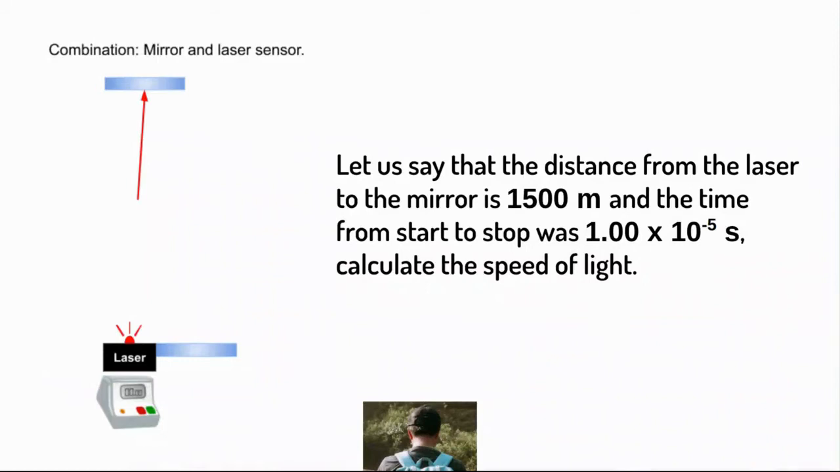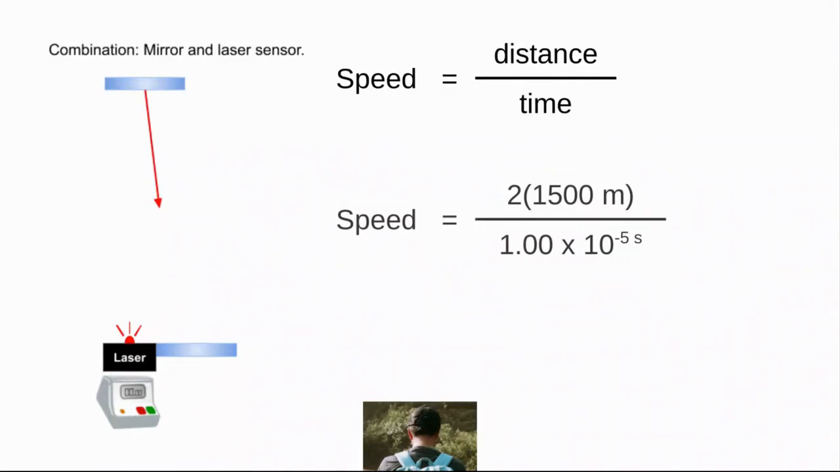Okay, so distance over time. We know speed is distance divided by time, like 60 miles an hour. So we're going to use the round trip distance, 3,000 meters, divided by the time, 1.00 times 10 to the negative 5 seconds. When we do that, we'll get 3.00 times 10 to the 8 meters per second, which is the speed of light. Obviously, very fast.